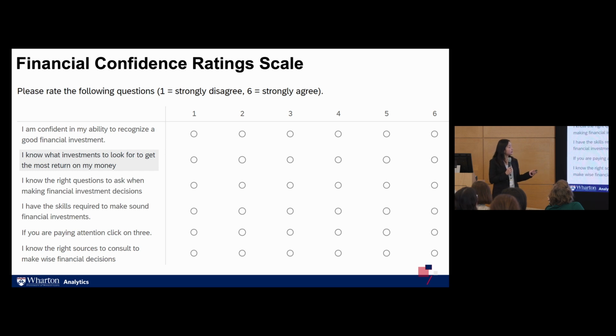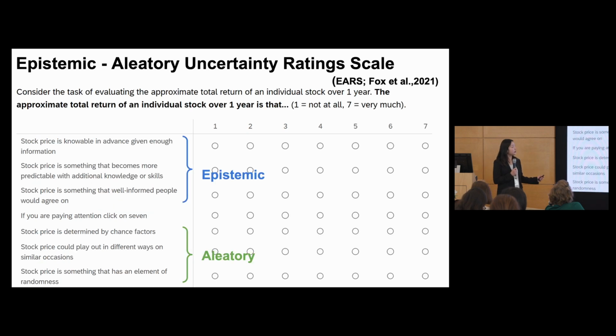We are also using self-reported data to evaluate our financial confidence level, as well as the uncertainty scaling. The first three questions are used to evaluate the epistemic uncertainty, while the last three questions are used to evaluate the aleatory uncertainty.